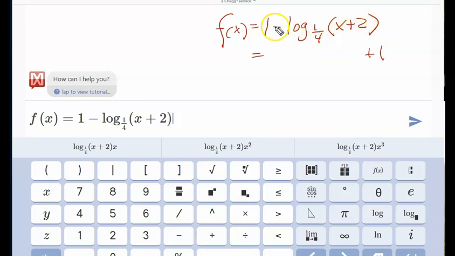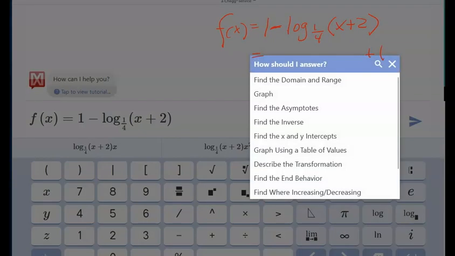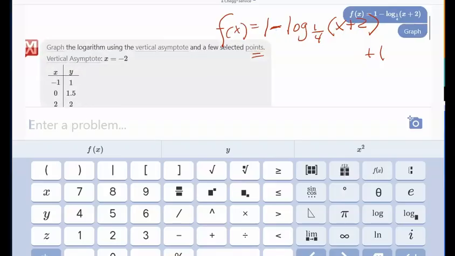But notice we have a negative log here. What will that negative log of base 1/4 do to our answer? So I have it in our Mathway. I typed it in. I'm going to use the free part of it. I'm going to go to this and say, what do they want us to do? We want to find the graph. So I click on that.